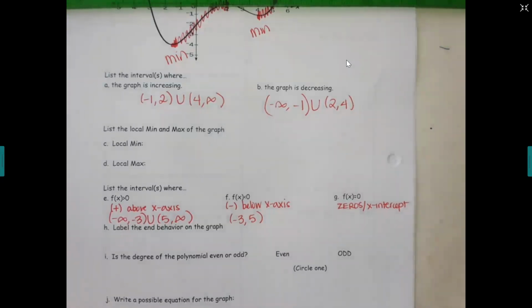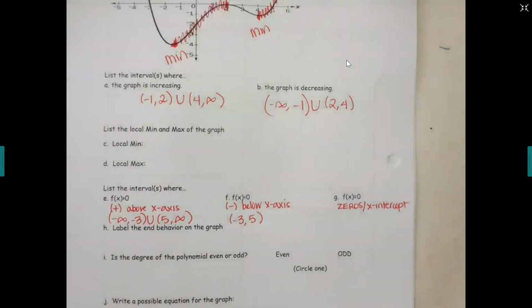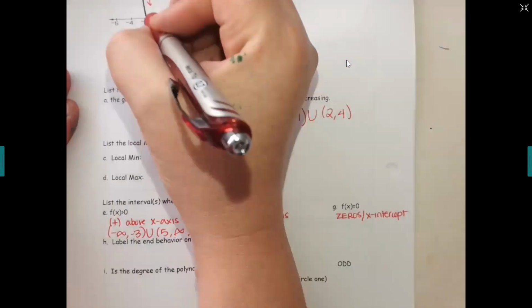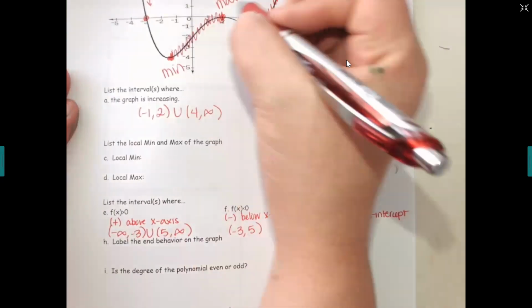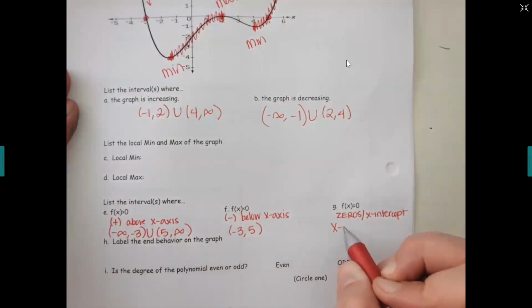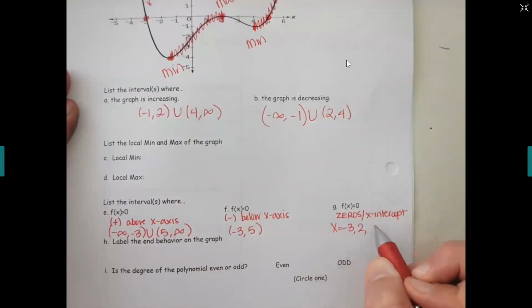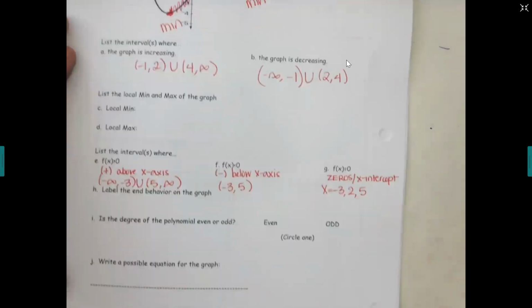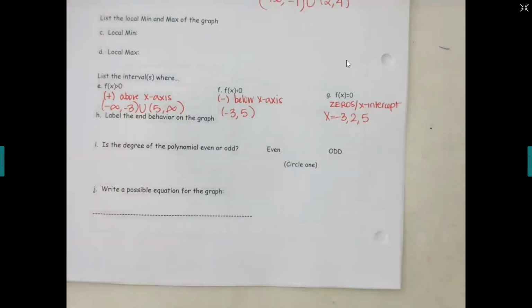Then for my last one, I want the x-intercepts. Where does my graph hit the x-axis? What numbers? Negative 3, positive 2, positive 5. Negative 3, positive 2, positive 5. Now before we keep going, let's skip to our equation because we just covered this last time.